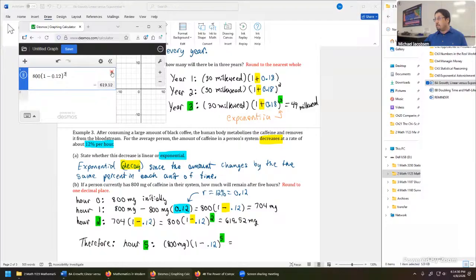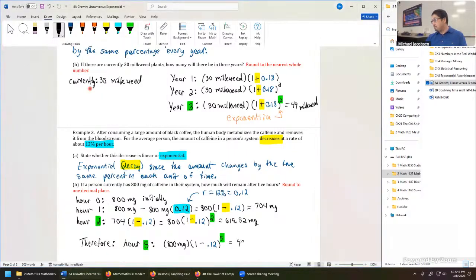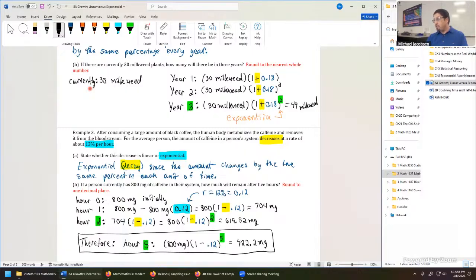So last thing we have to do, really could have been the first thing, take 800 times 1 minus the percentage, 0.12, raise it to power 5, and this is how much caffeine 5 hours later. 422 point, it says 1 decimal place for rounding, so 0.2 milligrams. And I'll box this out just to encourage everything above, was just discussing how this formula really goes.